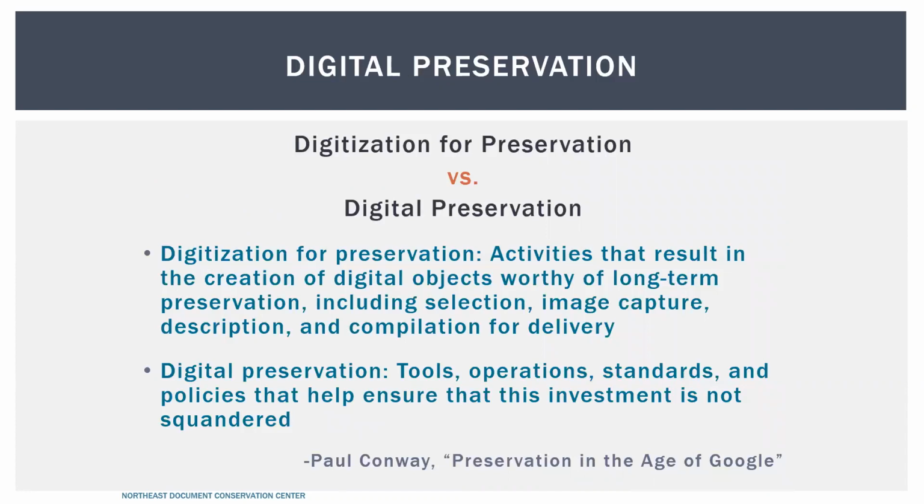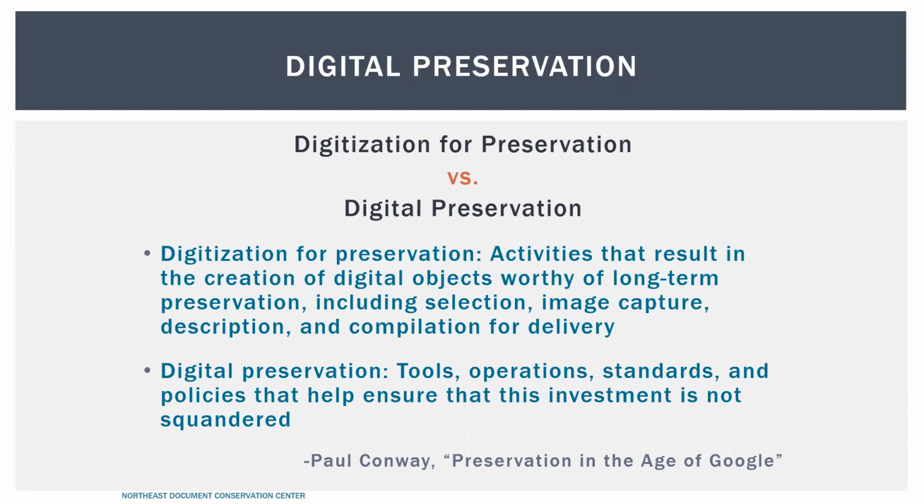Okay, so we've talked about organizing and describing our new digital files in a way that makes them findable and usable. We also need to think about saving and storing them and doing our part as good stewards of collections. And so here on this slide, we just have a reminder of the difference between digitization for preservation and digital preservation. These definitions come from Paul Conway.